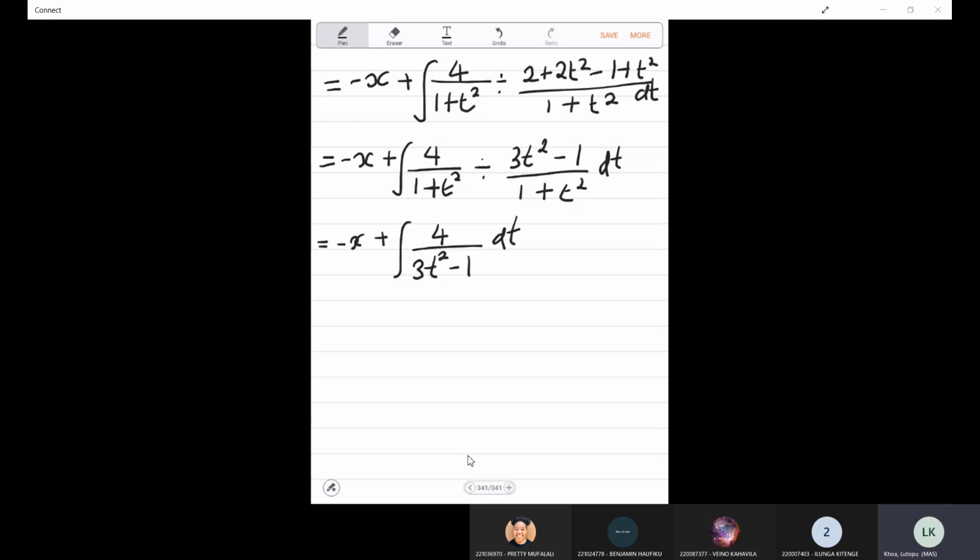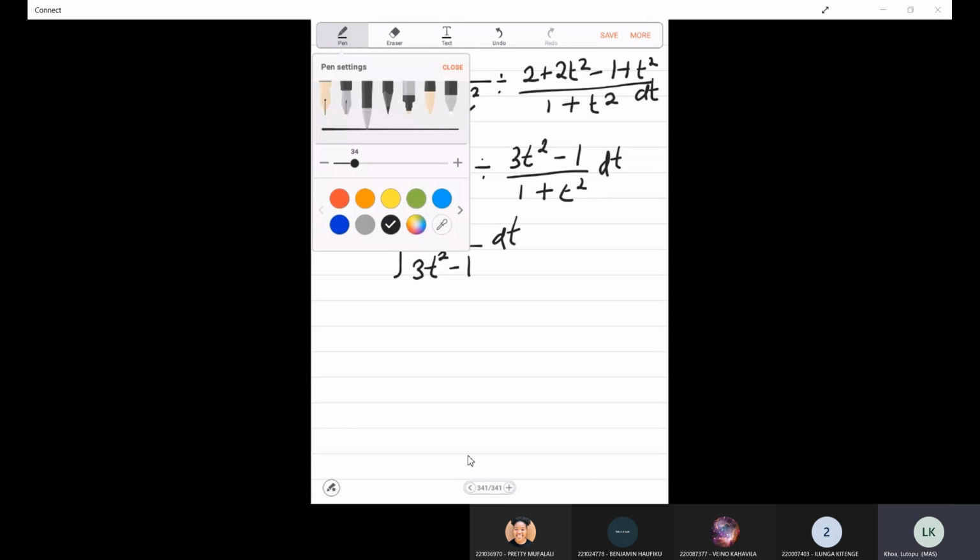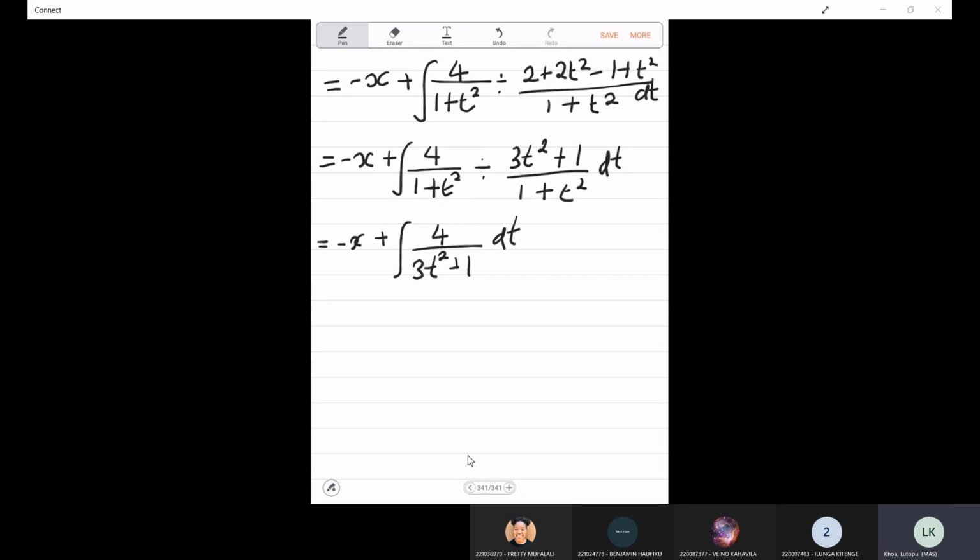Okay, I see that I did wrong here. This should be plus, not minus. It's plus, because it's 2 minus 1, which is plus 1. So be careful with those things, because the difference between plus and minus means you get a different function when you integrate.